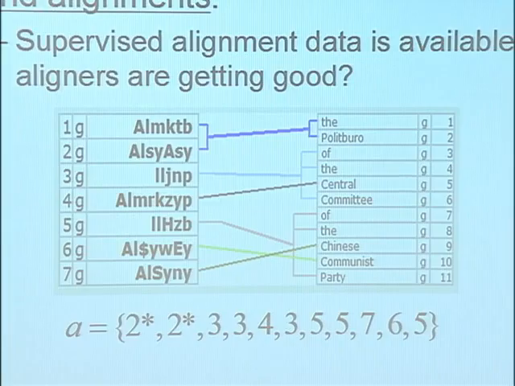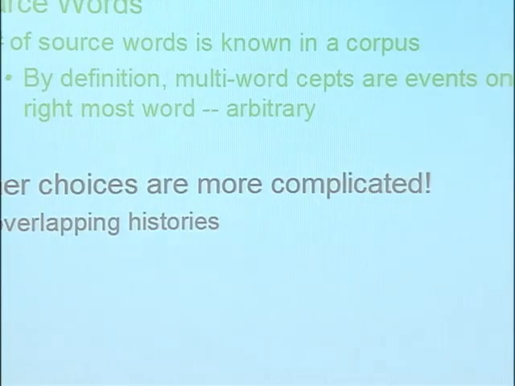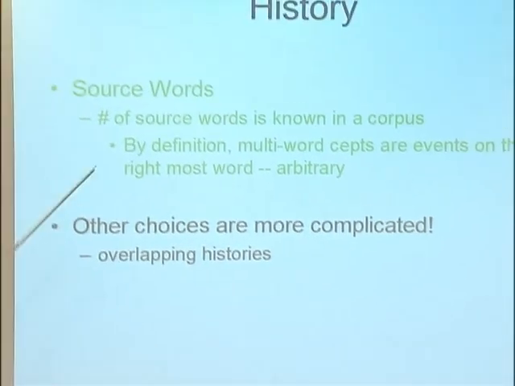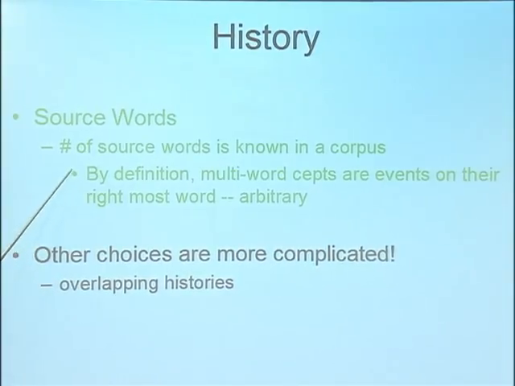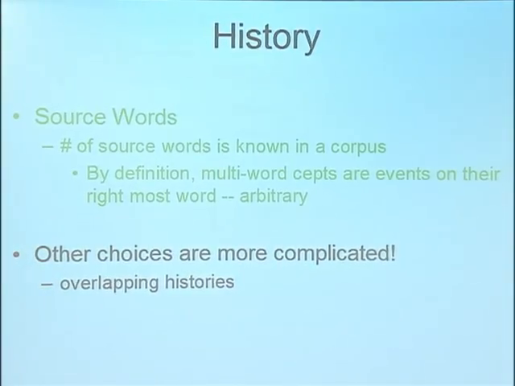Okay, so the history of our model is the source words. And this is a very good choice, we think, because by definition, the number of source words in our corpus is well known. Whereas for a phrase decoder, when you have an arbitrary number of n-grams for every sentence, it's hard to know what the chunking is. There's an extra level of information that's needed. What's the best chunking of this sentence? That's the overlapping histories.